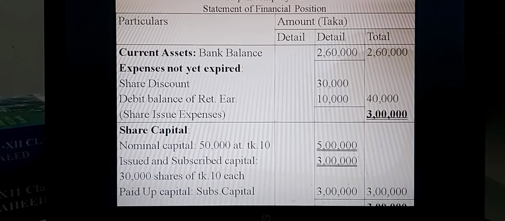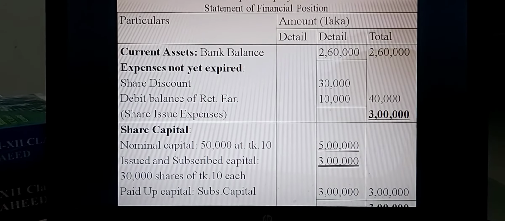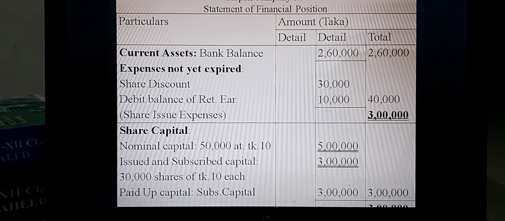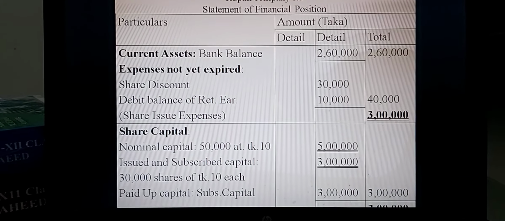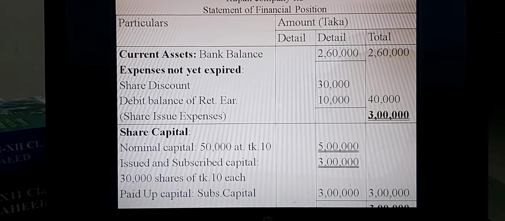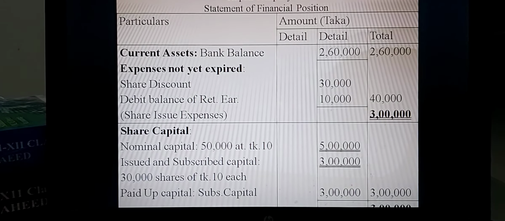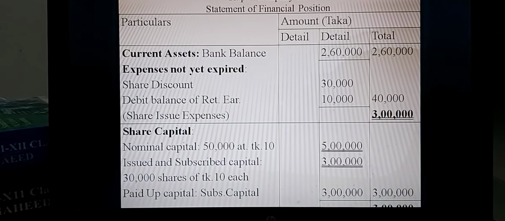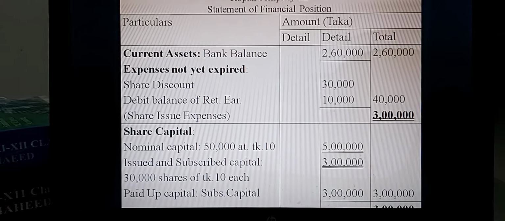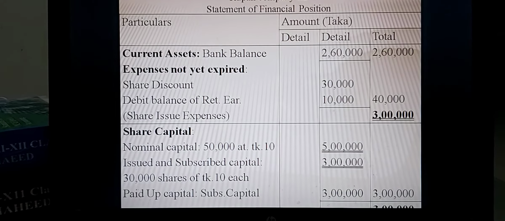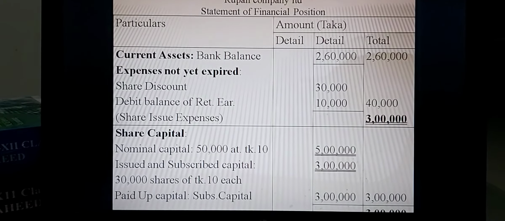But for paid up capital, all the time from subscribed capital you can take it, taka 3,00,000. At first you have to write in the middle column, then you can take it to the outer column. So 3,00,000 is the total amount of capital and liabilities, taka 3,00,000.